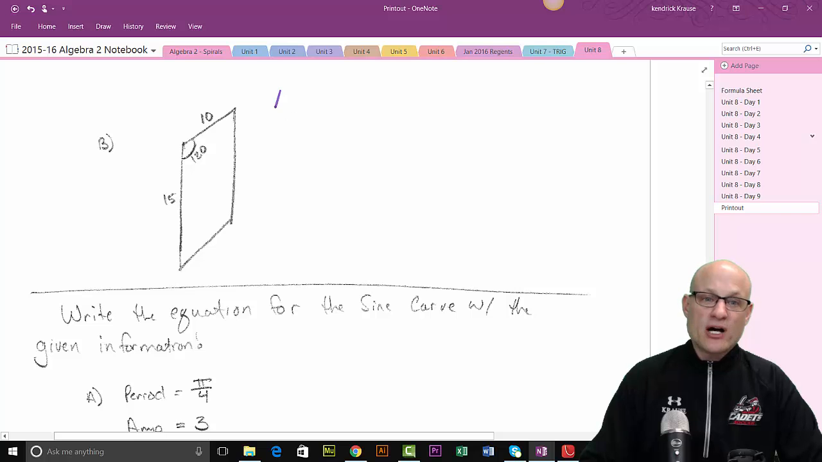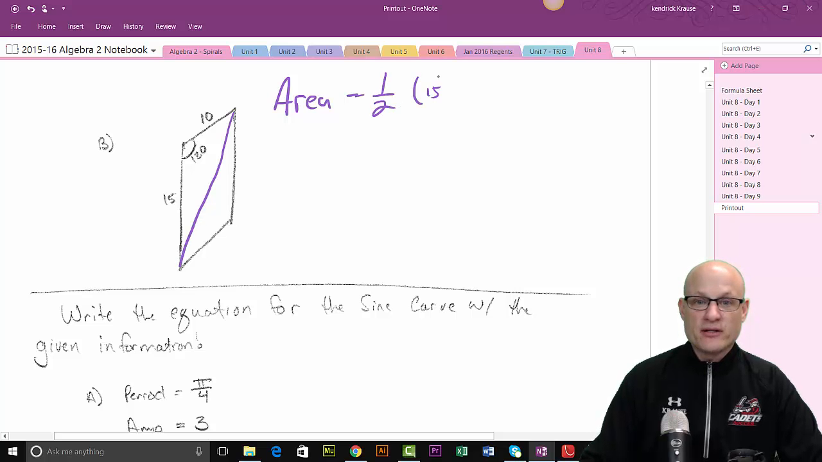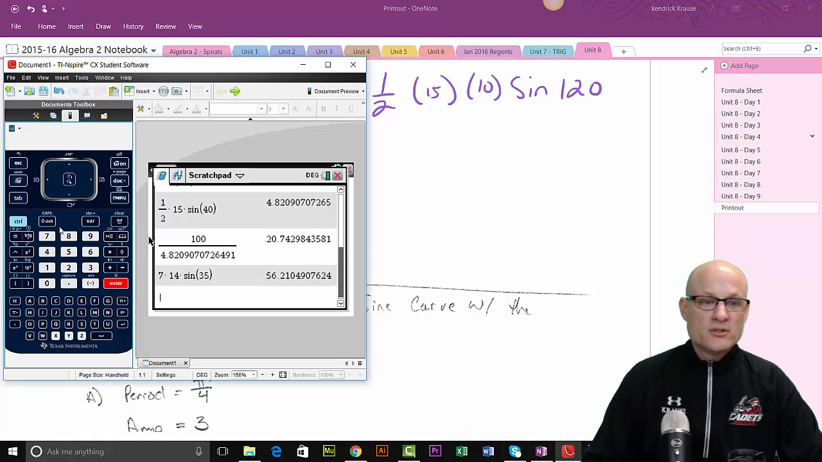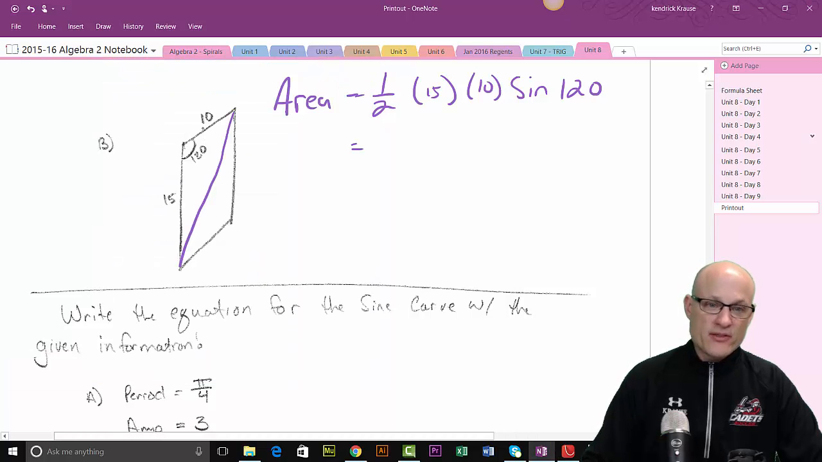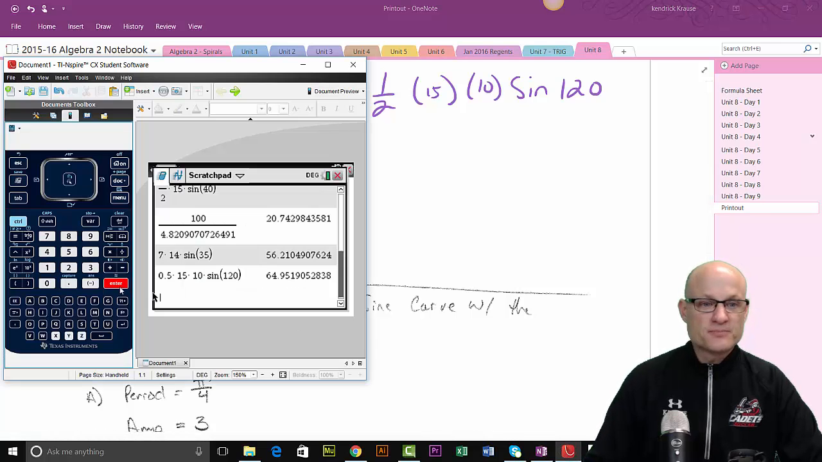So again, I'll show you another way to do it. I could say, okay, the only thing I know is the area formula of a triangle. So that's 1/2 times 15 times 10 times the sine of 120. So I could find that: 0.5 times 15 times 10 times the sine of 120. And I get this, but that's only this part of it. To get this part of it, I've got to double it. So I just multiply by 2.